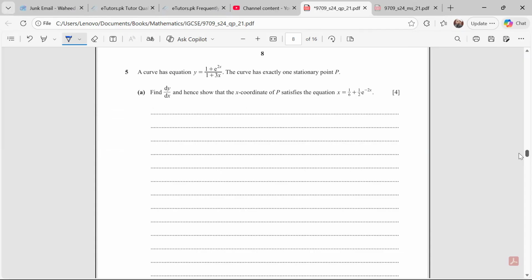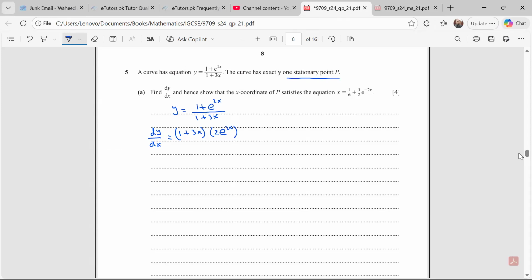Okay, yes. So a curve has this equation, y equals 1 plus e to the power 2x over 1 plus 3x, and it has only one stationary point. So find dy by dx and then show that the x coordinate of P satisfies this equation. So let's find dy by dx, the derivative of this function. This is going to be a quotient rule. So I will use the denominator, the lower function 1 plus 3x, into the derivative of the upper function, and that is going to be 0 plus e to the power 2x into the derivative of 2x, which is 2.